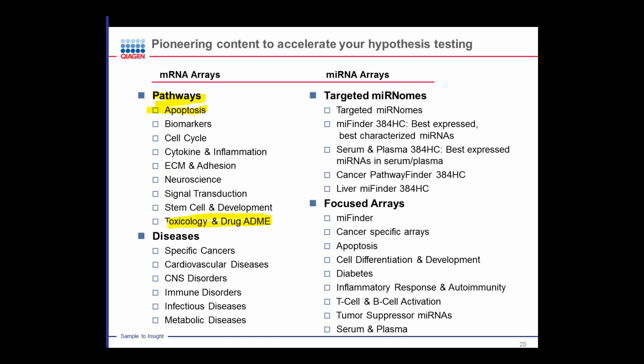Toxicology and drug ADME is very popular, as is signal transduction. We have arrays that are focused on different aspects of neurobiology, but also a whole panel of arrays that are specific for different cancers and other diseases.